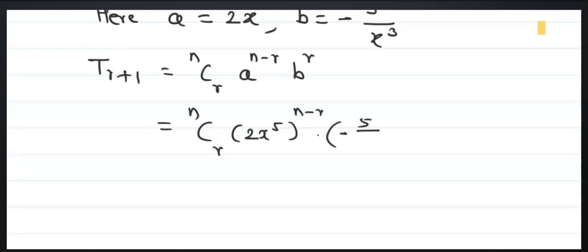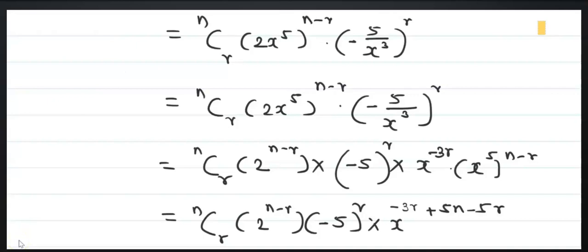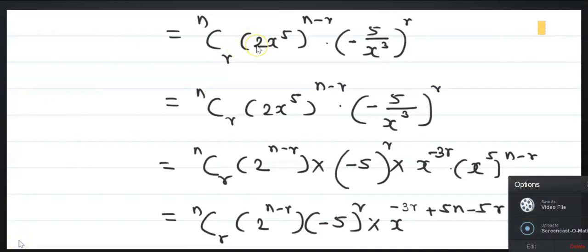Therefore, nCr is equals to (2x raised to 5) raised to n minus r, (minus 5 upon x cube) bracket raised to r. Then you will get nCr (2x raised to 5) bracket raised to n minus r, (minus 5 upon x cube) bracket raised to r, as it is that step.